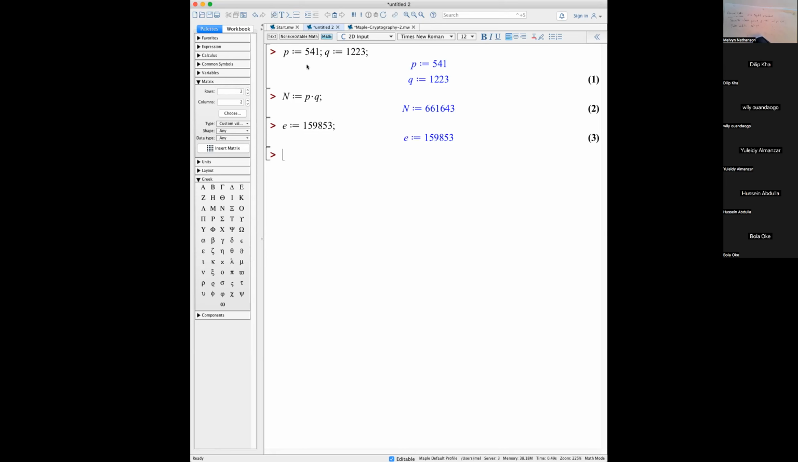And it's supposed to be the case that E is relatively prime to P minus 1 times Q minus 1. So let's just verify that. What is the integer greatest common divisor, IGCD, of E and the product of P minus 1 times Q minus 1? It's 1. So that looks fine.